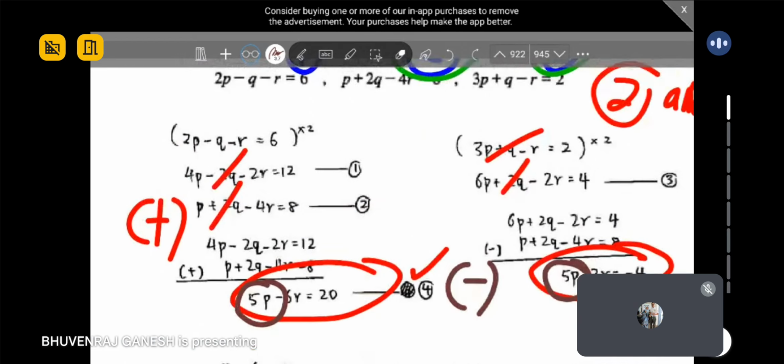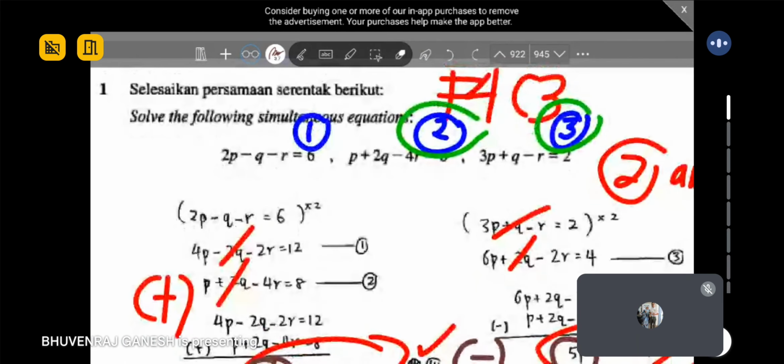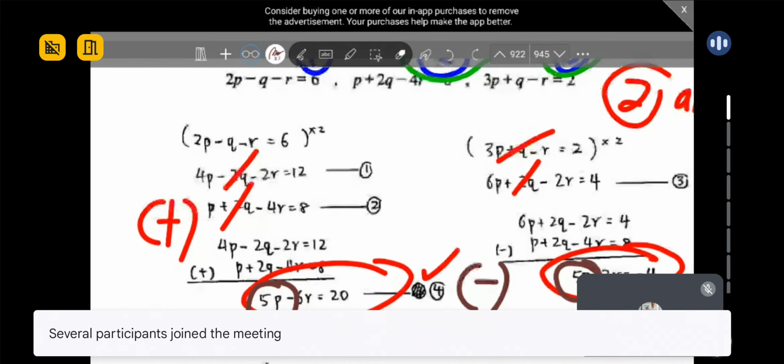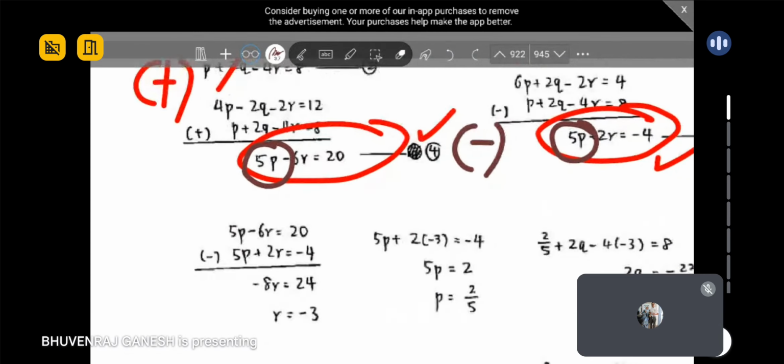P is just a variable, Bowen. This is system of equations. So it's just an equation. Find your P, Q, and R.